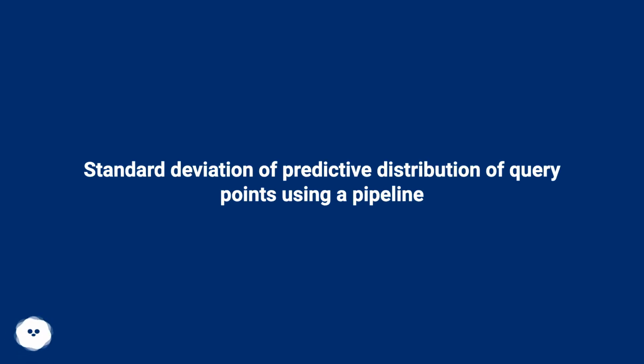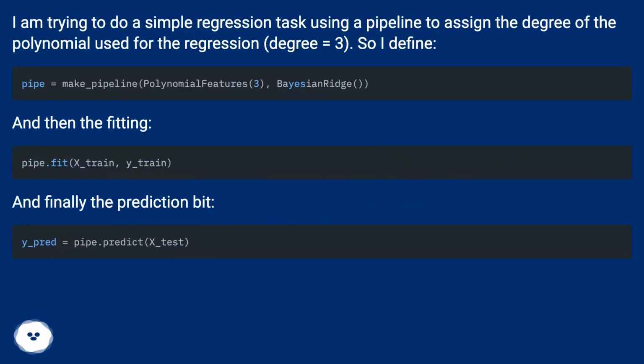Standard deviation of predictive distribution of query points using a pipeline. I am trying to do a simple regression task using a pipeline to assign the degree of the polynomial used for the regression, degree equals 3. So I define, and then the fitting, and finally the prediction bit.